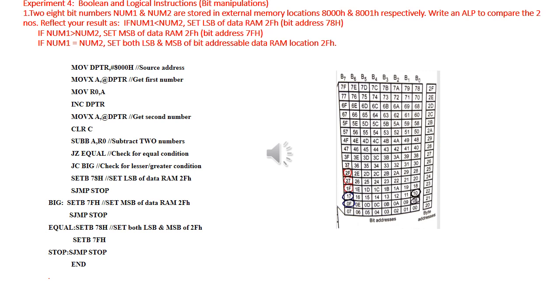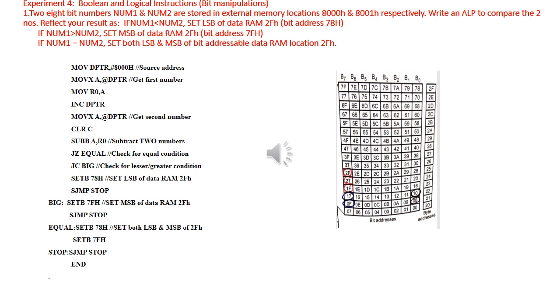So why is it 8000H? Because in the program itself, it is mentioned that you should take the two numbers num1 and num2 at the external RAM memory locations 8000H and 8001H. So you are going to move this 8000H to the DPTR. Since this is an external RAM memory location, whenever you make use of external RAM memory locations, you should move that address to DPTR. This address is 16 bit, which you are going to move to the DPTR register. DPTR stands for the data pointer register.